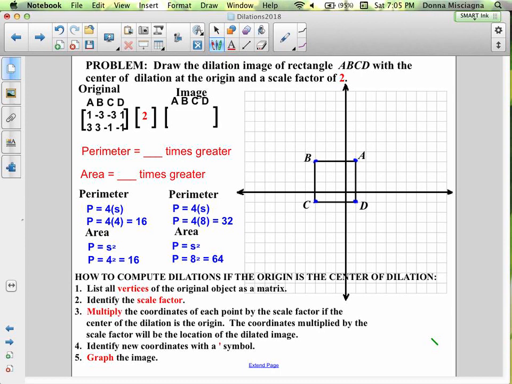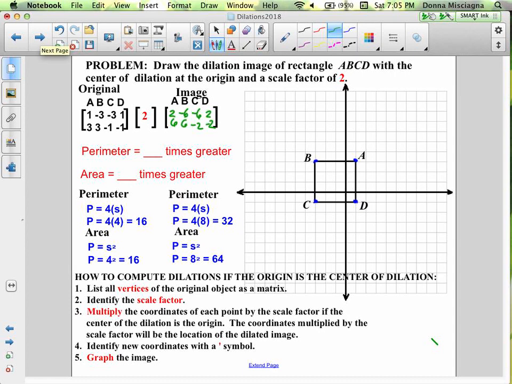So to find the coordinates of the image, since it's around the origin, we just have to multiply the coordinates by the scale factor. So that means our image is going to be located at, so we're going to multiply (1, 3) times 2, so that would be (2, 6). And then (-3, 3) is going to be (-6, 6). And (-3, -1) is going to be (-6, -2). And (1, -1) is going to be (2, -2). We simply multiply all of our coordinates from the original by the scale factor.